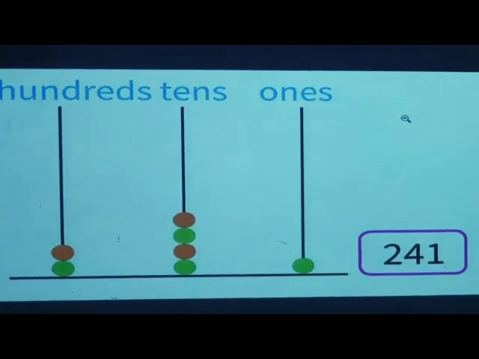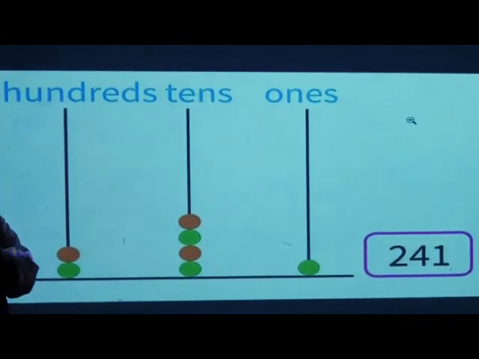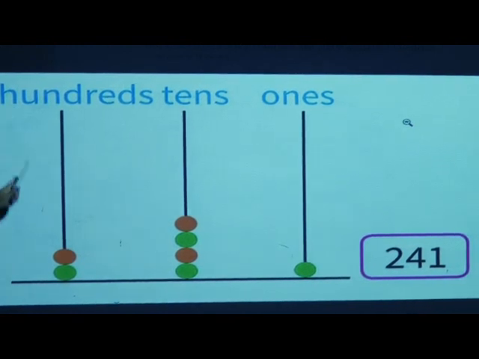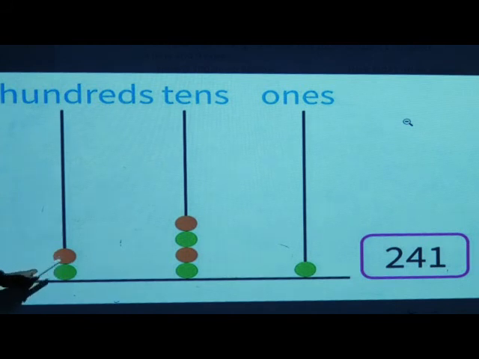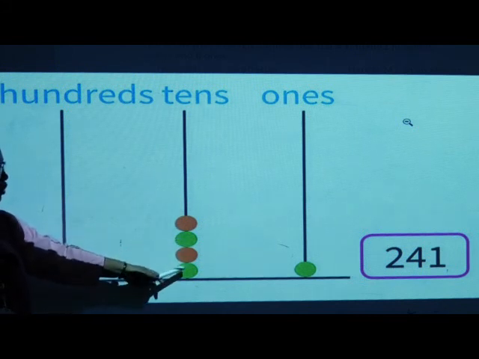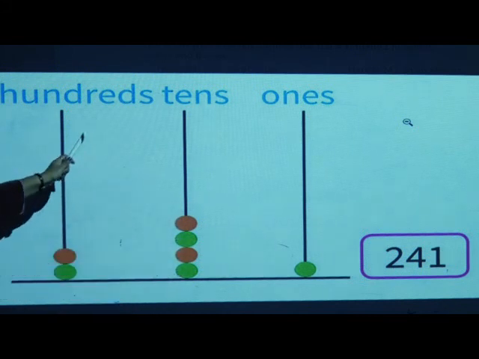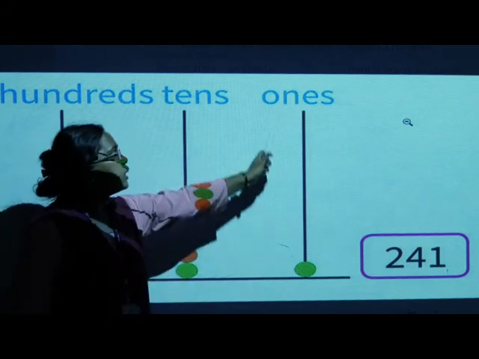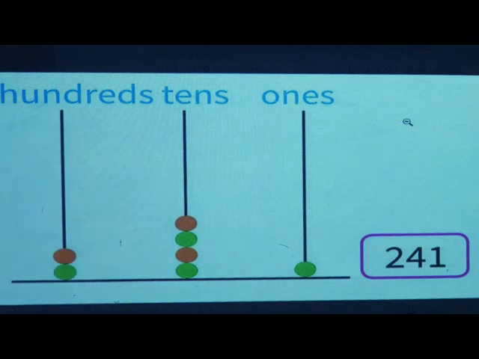Now see here, first we have seen 100, that was 1, 0, 0. Now we will see another number, hundreds, tens, ones. Come on, count with me. 1, 2. 2 hundreds. The 2 is in the hundreds column. Then tens. 1, 2, 3, 4. 4 is in the tens column. Okay, then last is ones. So 1 is in the ones column. You can see hundreds, tens, ones.